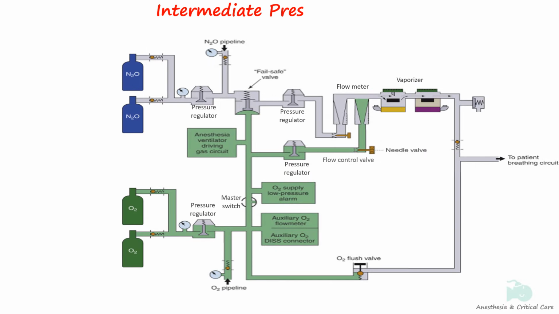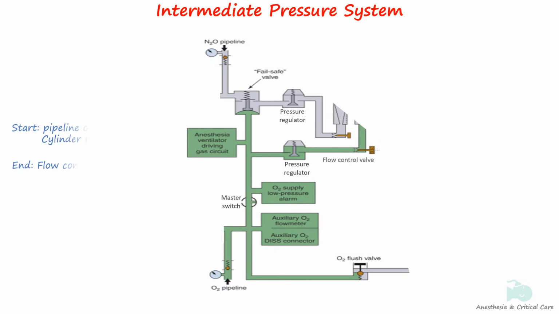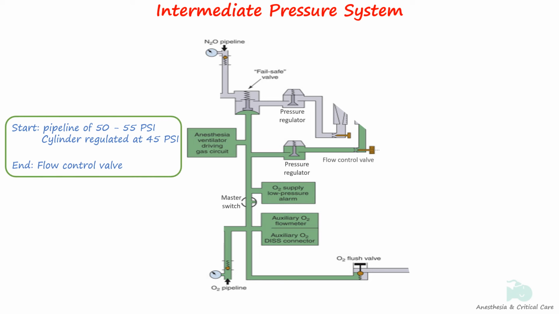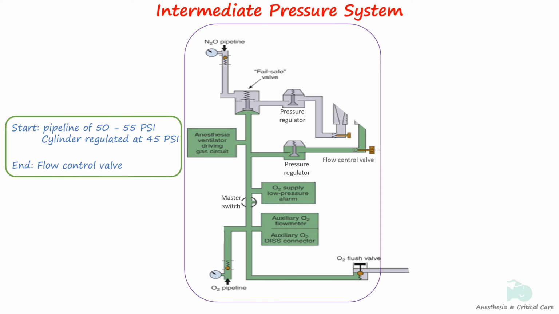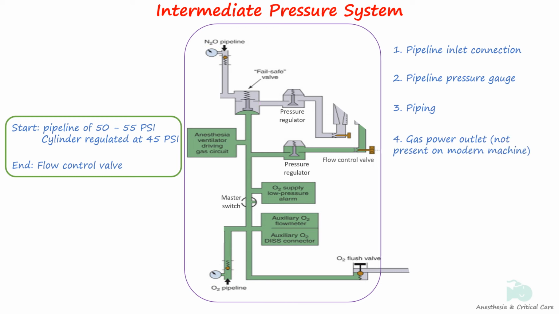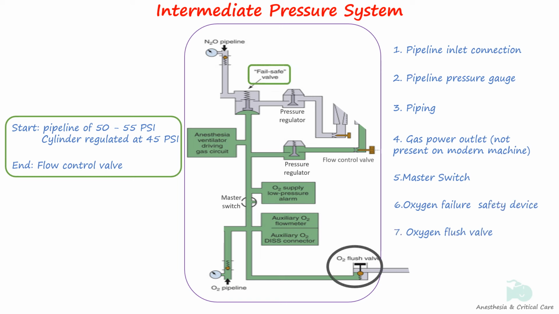The intermediate pressure system begins at the regulated cylinder supply pressure of 45 psi and also includes the pipeline source at 50 to 55 psi, and extends till the flow control valve. It consists of pipeline inlet connection, pipeline pressure indicator or gauge, piping, gas power outlet which is not present on latest machines, master switch, oxygen failure safety device, oxygen flush, and flow control valves.